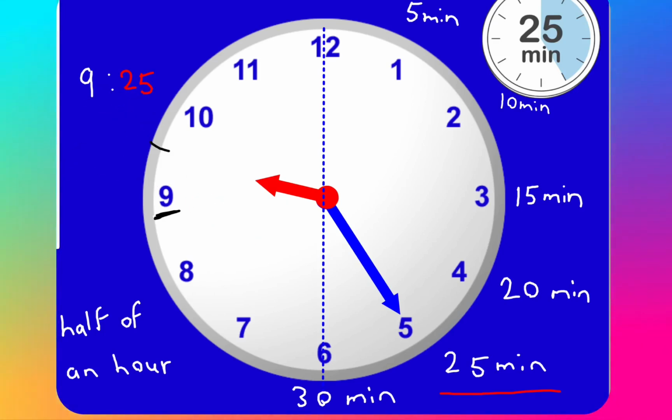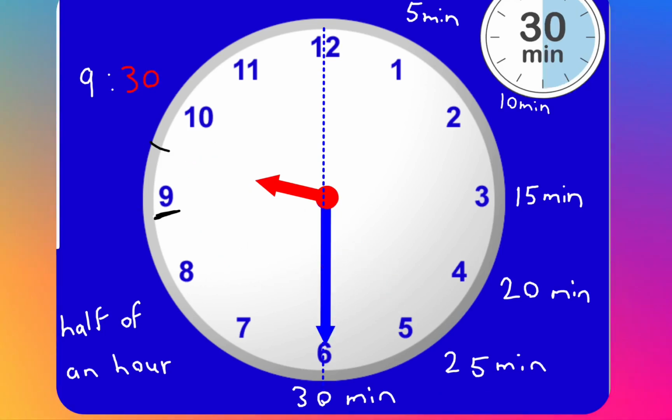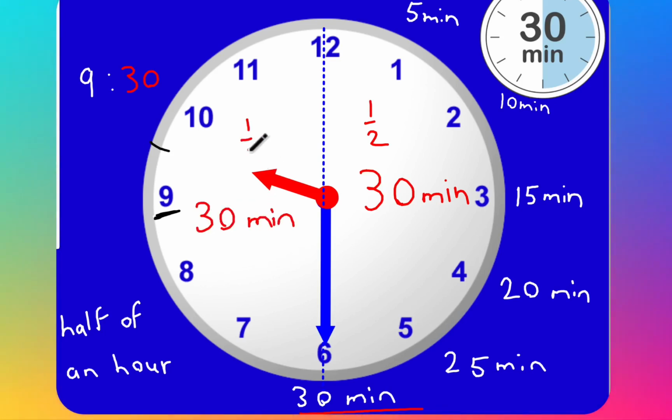And finally, let's look at what happens when our big hand moves to 6. When our big hand moves to 6, 30 minutes have gone by in our hour. The time now is 9:30, halfway between 9 and 10. If 30 minutes is a half an hour, how much is a whole hour? So if 30 minutes is half, then this must be 30 minutes.